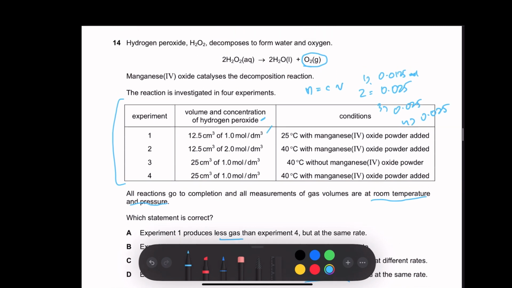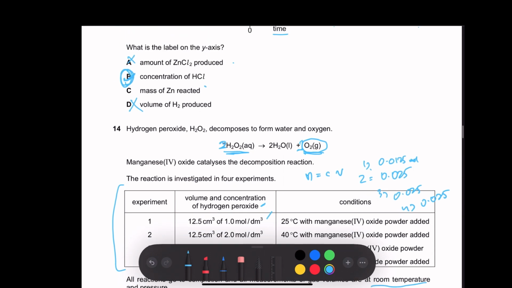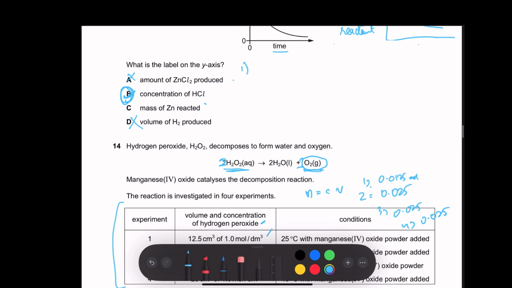So now we have to find the volume of oxygen that is produced. We can see from the equation the mole ratio of H2O2 and oxygen is basically 2:1. So 2 moles of H2O2 give us 1 mole of oxygen. In the first experiment, the moles of H2O2 were 0.0125. So the moles of oxygen are going to be divided by 2.